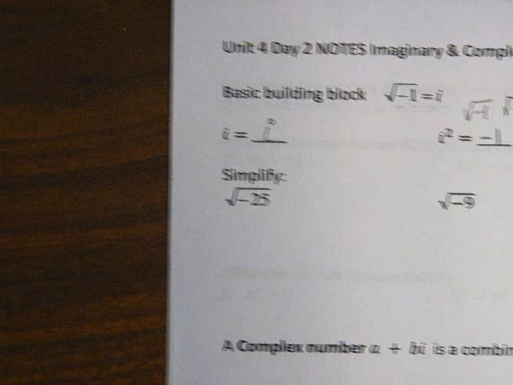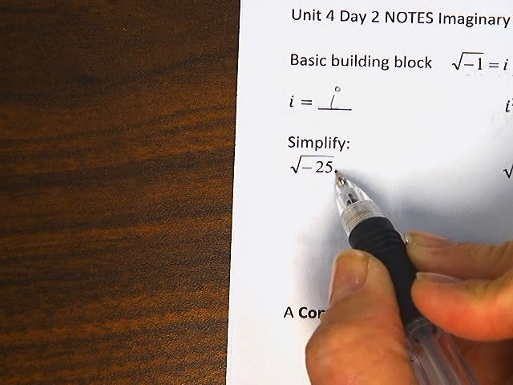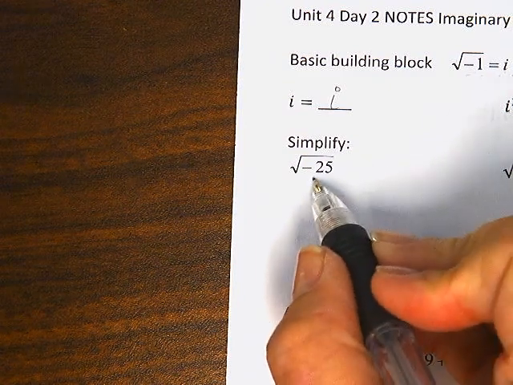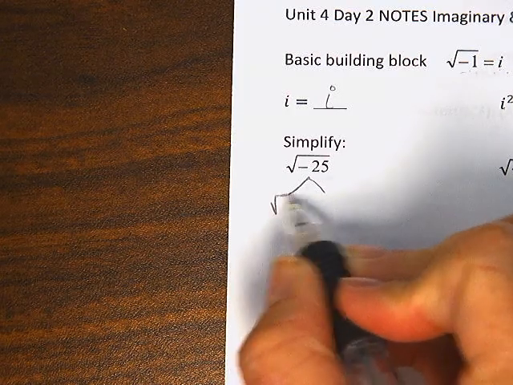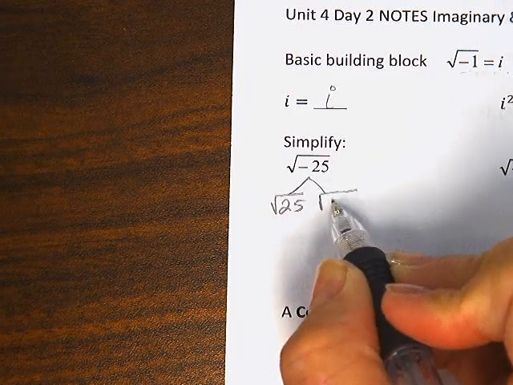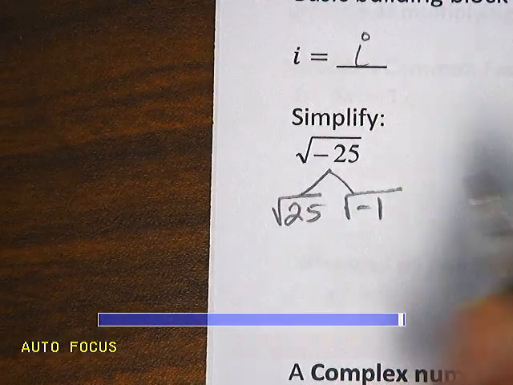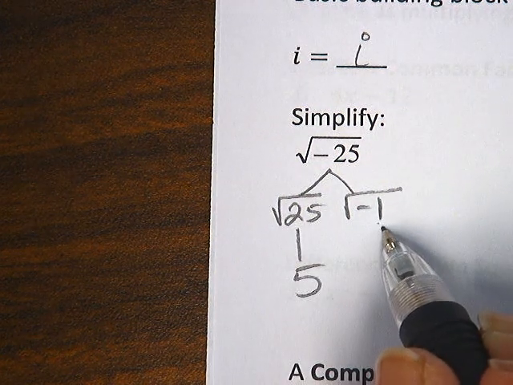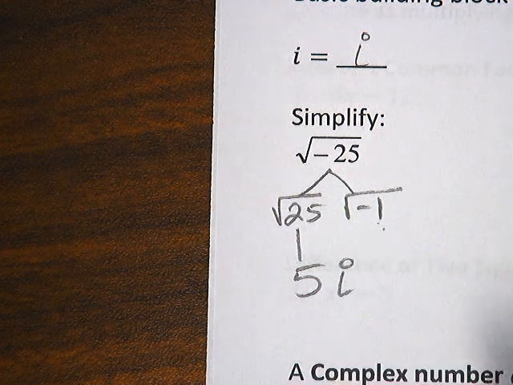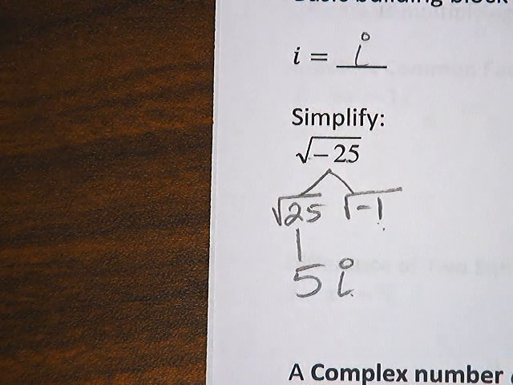Okay, so now we're going to take a look at simplifying. So here we've got the square root of -25. We want to break this down, so we're going to take the -25 and break it into factors. So the square root of 25 multiplied by the square root of -1. And we know what the square root of 25 is. That's just 5. The square root of -1, we just defined it. We said that equals i. So we're saying the square root of -25 is equal to 5i.